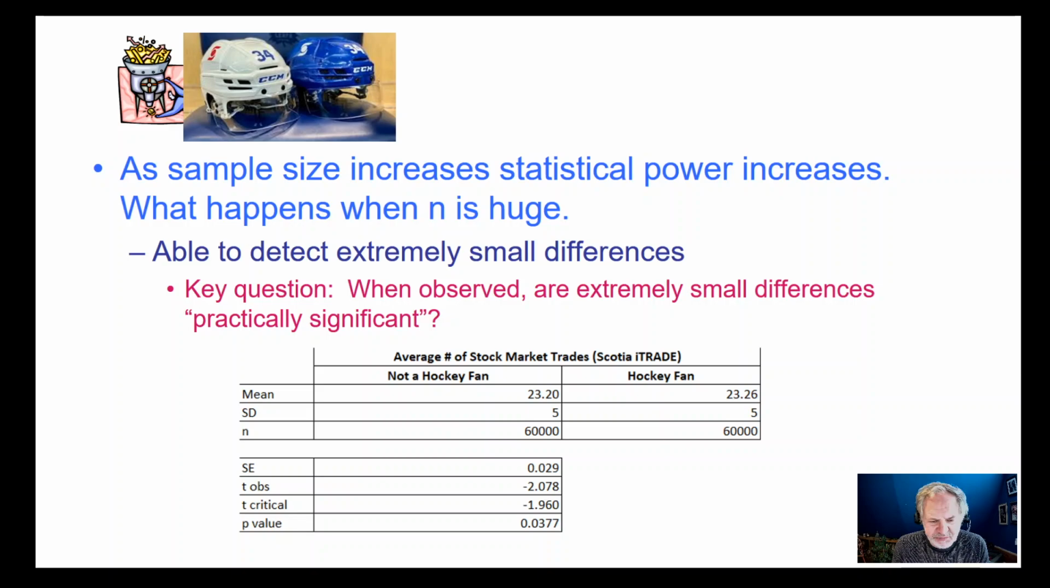We have access to the Scotiabank database, and they have one question in there. They ask who's a hockey fan and who isn't, and then they look at their investment clients, those who have a self-administered trading account where they trade themselves on the stock markets, right? So they have a trading account, and we're looking at the average number of trades per month. They pull up from their data the average number of trades per month from a not a hockey fan, don't like hockey, and from a hockey fan, right? And they want to compare.